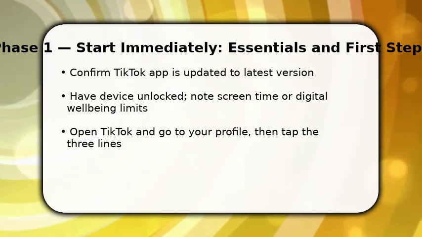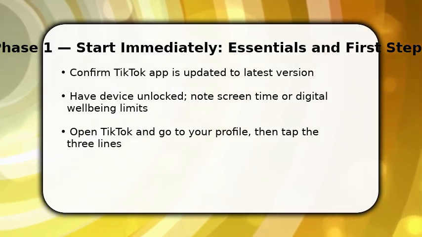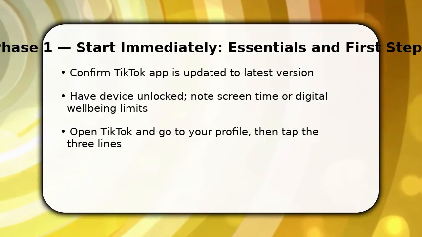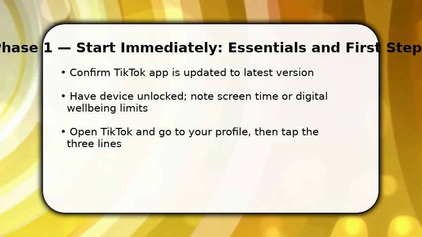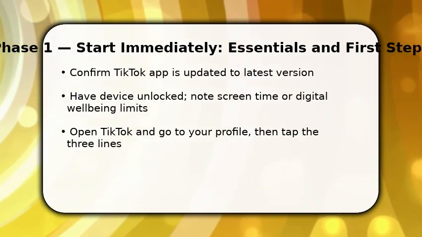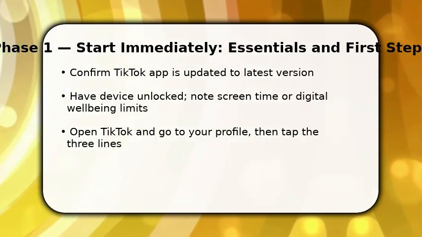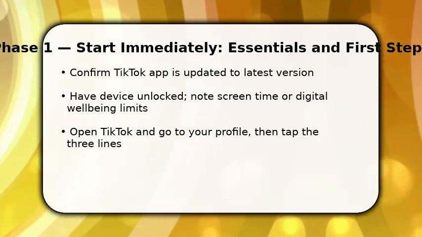Enjoy the video. You'll start now: update TikTok and unlock the device so settings apply correctly. Once done, open TikTok, go to your profile and tap the three-line menu. Make sure you're logged into the account you want to change. Next, choose Settings and Privacy. This is where sleep-related controls hide.